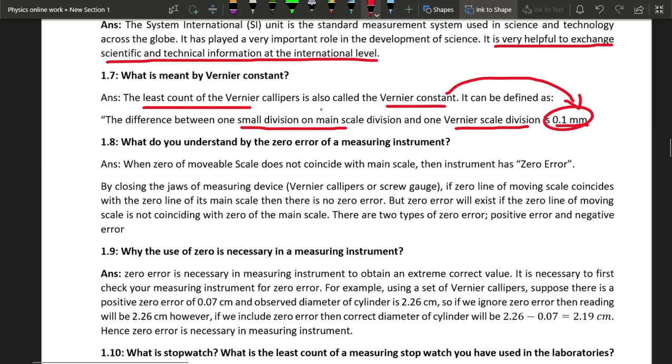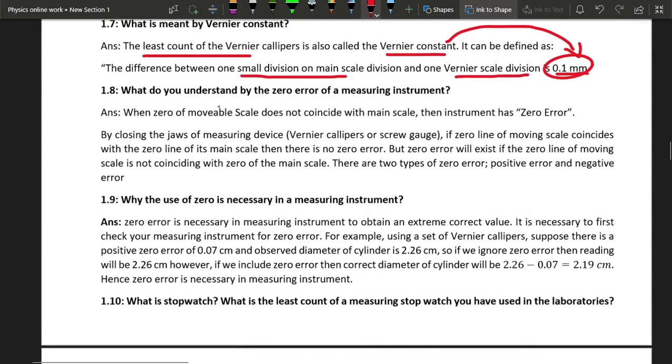Okay. Now, what do you understand by zero error of a measuring instrument? When zero of the movable scale does not coincide with the main scale, then the instrument has a zero error. Now, what are the movable scale and main scale? In a Vernier caliper there is a Vernier scale which can slide over the main scale, and similarly a screw gauge has a circular scale which can rotate over the main scale.